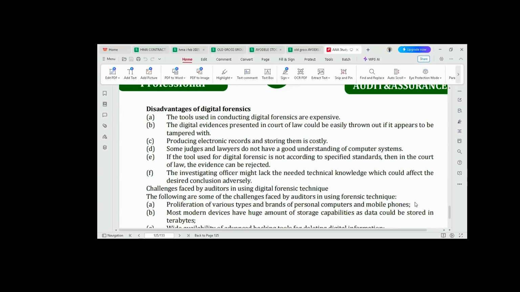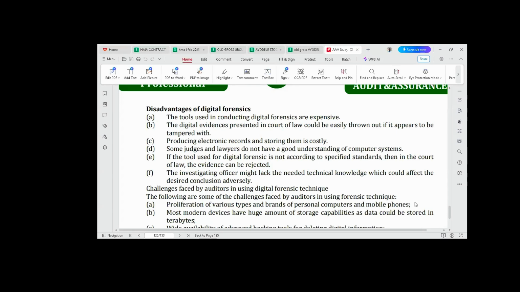So these are some of the challenges faced by auditors in using digital forensic techniques. Number one, proliferation of different types and brands of personal computers and mobile phones. What that means is that because of the different types of computers and mobile phones that are available, it makes it cumbersome for the auditor to implement digital forensics. Why? Some of those brands are not compatible with these digital forensic tools.